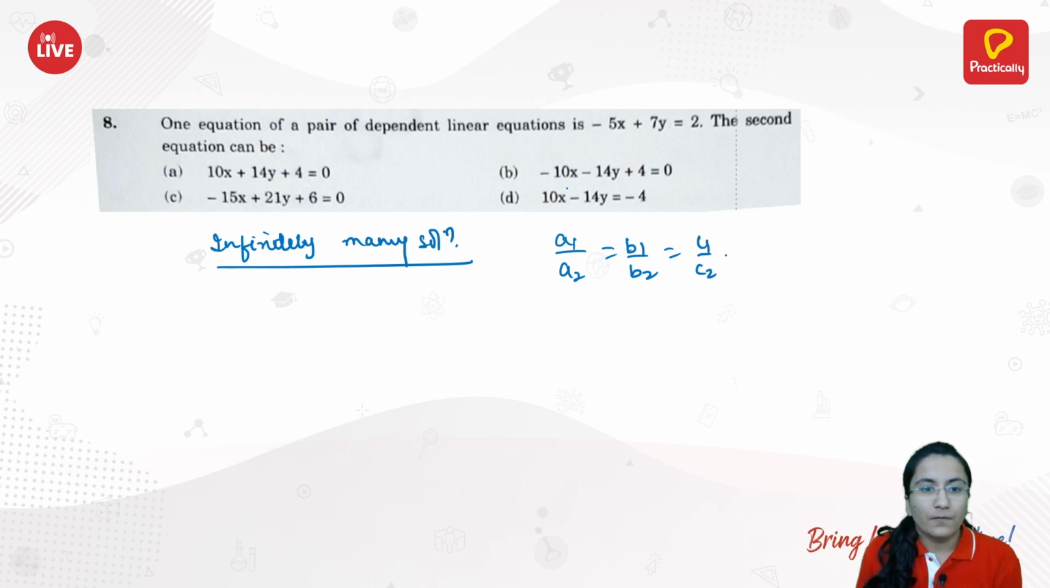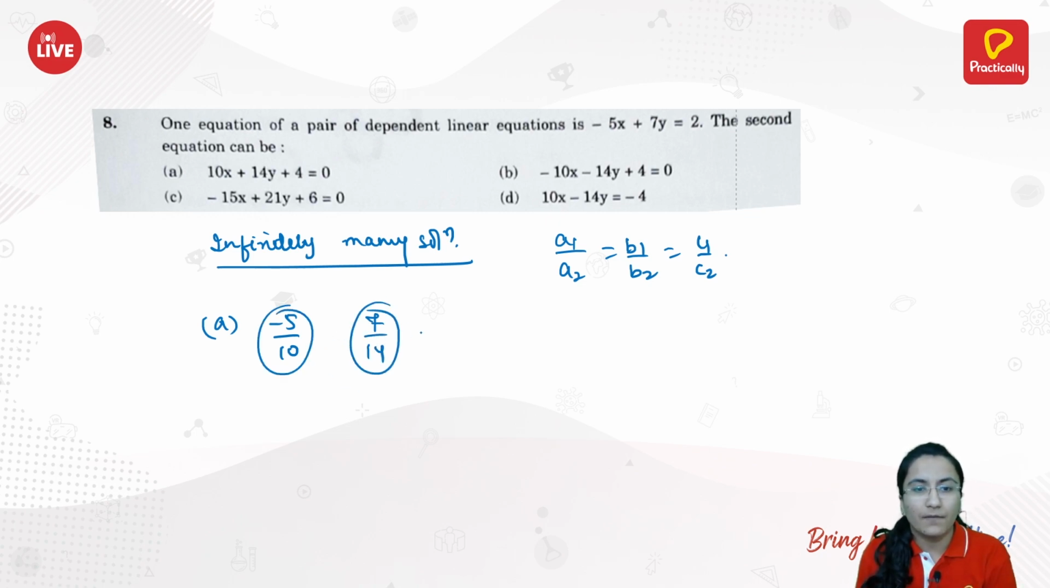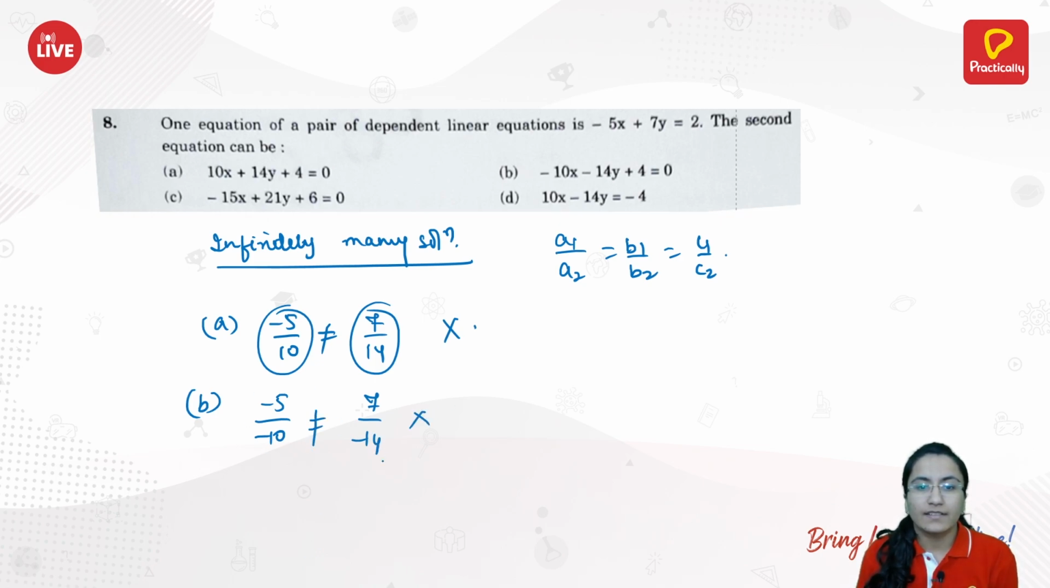So let's just solve. For option A we have minus 5 by 10 as A1 by A2, and then 7 by 14. You can see this is negative, this is positive: minus half and plus half. So these could not be equal, so this could not give us the correct answer. This is unequal, so that's why A is not the correct answer. Let's see option B. We have minus 5 by minus 10, then 7 by minus 14. They are not equal, right? That means this is incorrect.